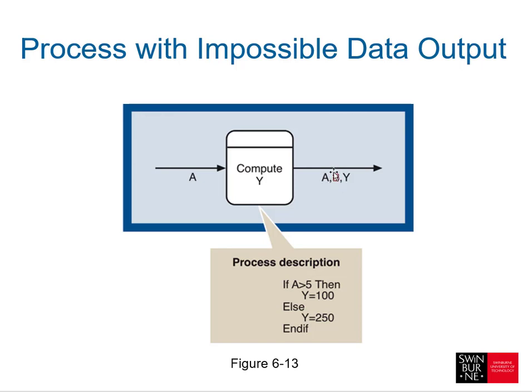Where is the B value coming from? In order to compute this, no B value is taken into account, so we don't need this B value. So this is called an impossible data output example. So please avoid that kind of illogical output from your system.